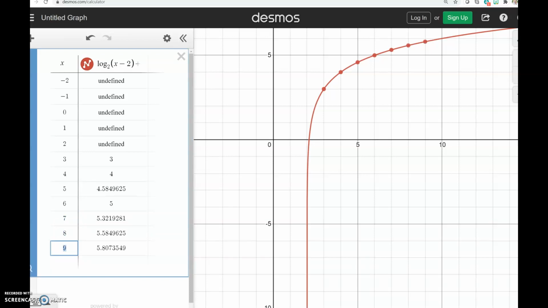Undefined means that those x values are to the left of the asymptote. So those x values don't work at all. 3 is the first x value that works. So we have (3, 3). And I'm going to write these down on my own paper.